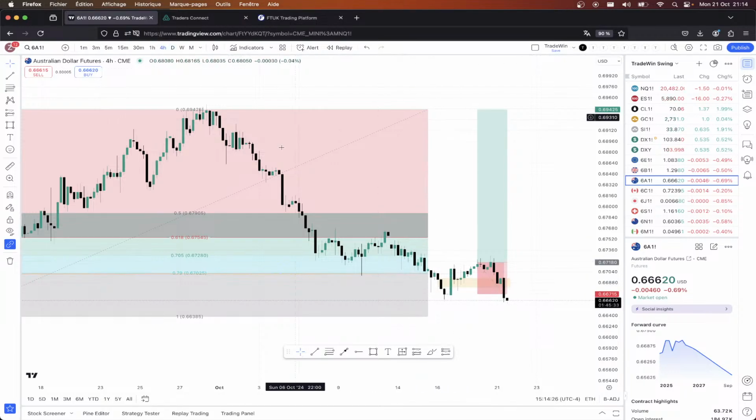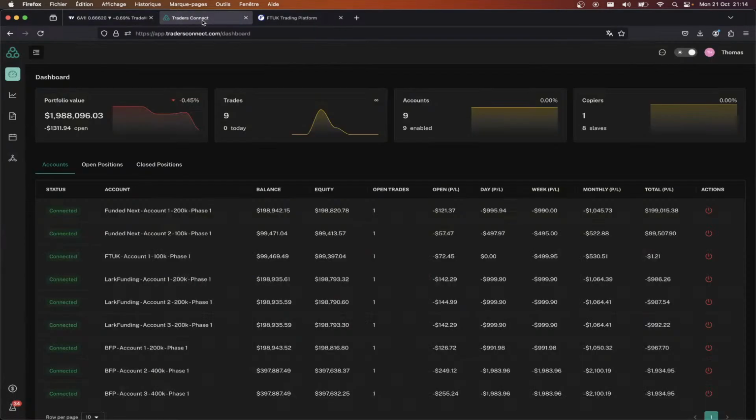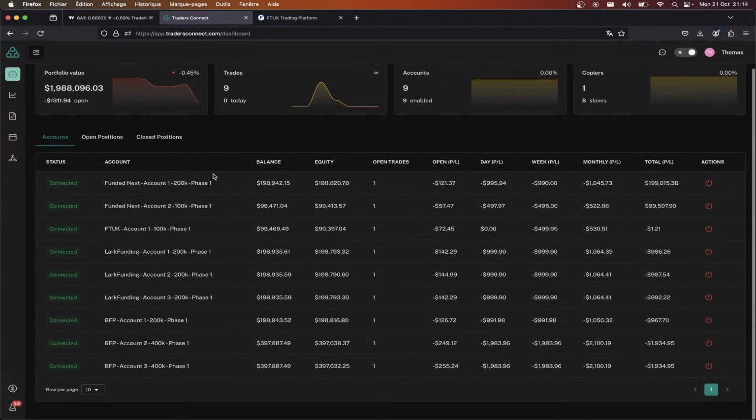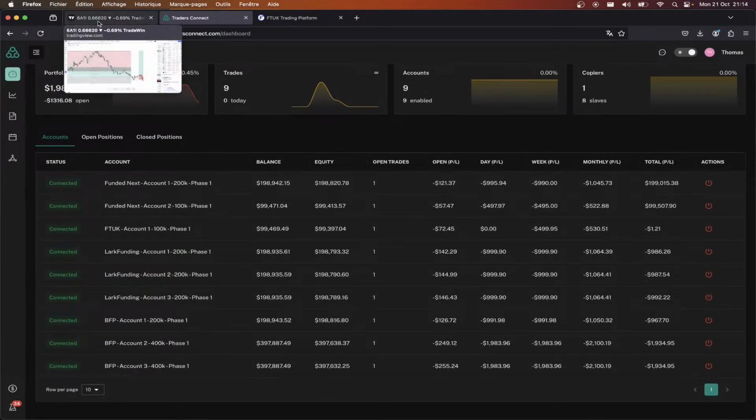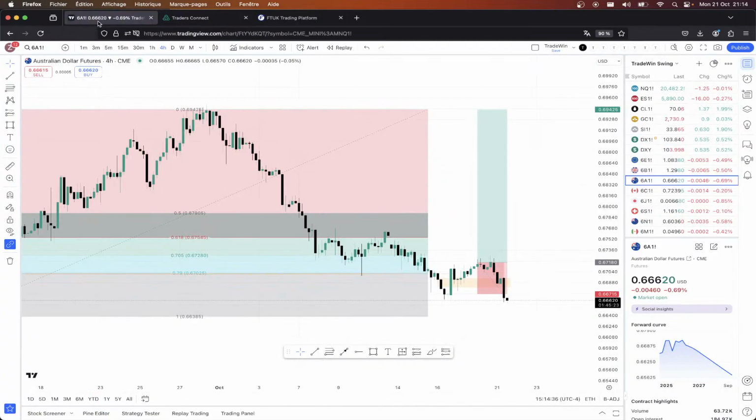So yeah, that's a lot of accounts for those following. Yeah, so I have 9 accounts enabled for a total of 2 million. I'm trying to do big things. Here, we'll see how it goes.